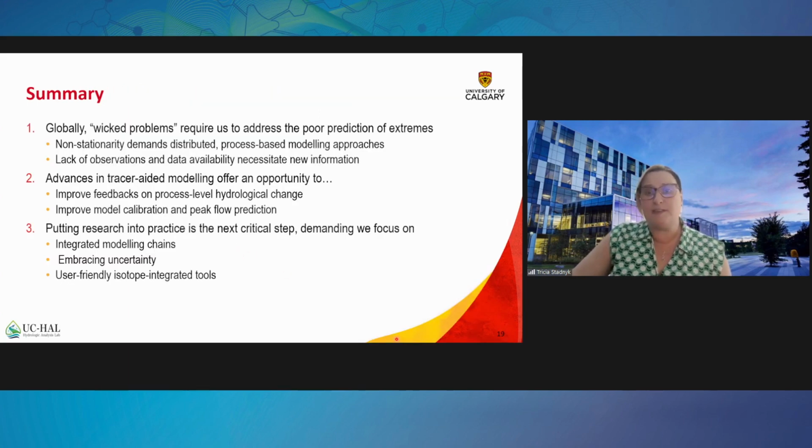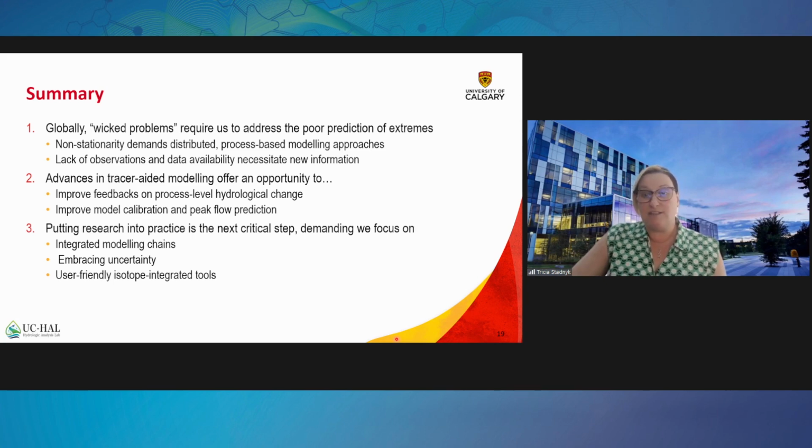So to sum up, the increased frequency of extreme events must be accounted for in our models and modeling methods. This demands a more complex and process-based approach, which will require us to improve our observations that we use to tune our models. Advances in large-scale tracer-aided modeling can help with methods that provide information on process partitioning within the models to improve our prediction of extreme events.